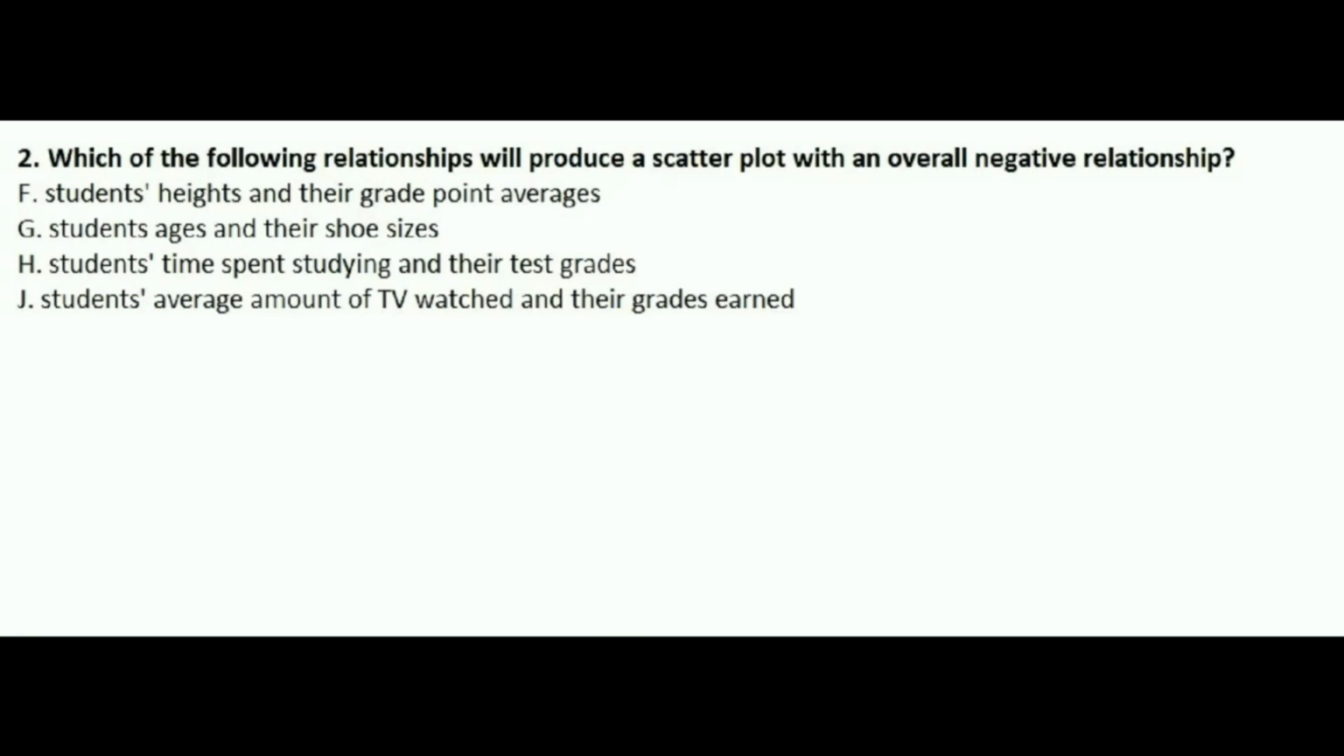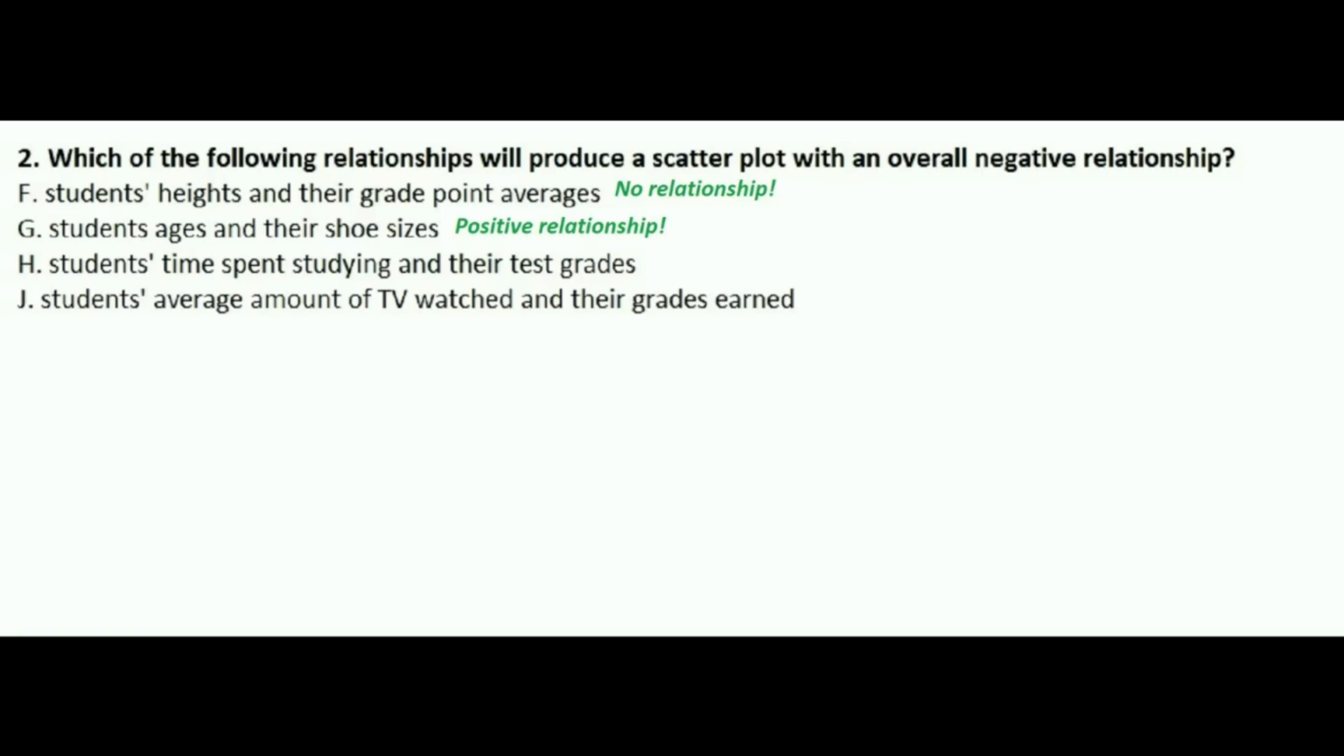Here's number 2. Which of the following relationships will produce a scatter plot with an overall negative relationship? And again, remember, I'm paraphrasing these questions. All right, so we look at relationship F, and our strategy is to work backwards. Our students' heights and their grade point averages. There's no relationship there. Let's look at student ages and shoe sizes. There should be a positive relationship. Your feet do get bigger as you get older.